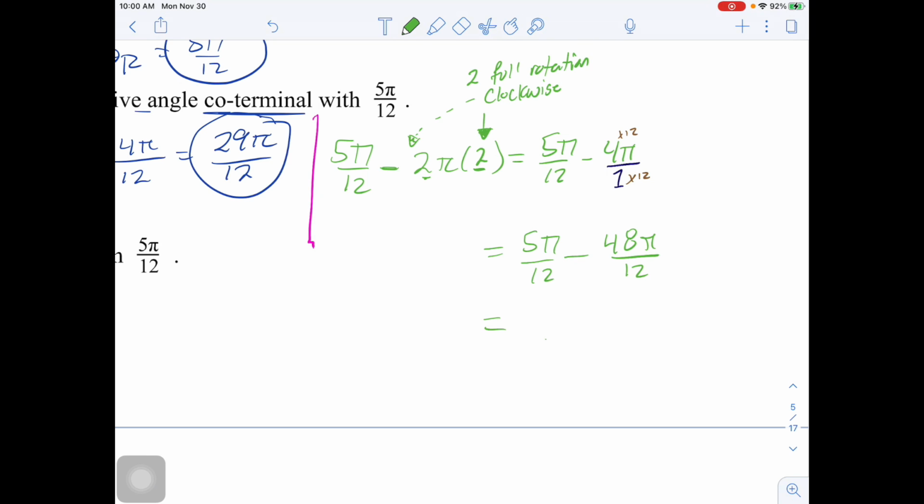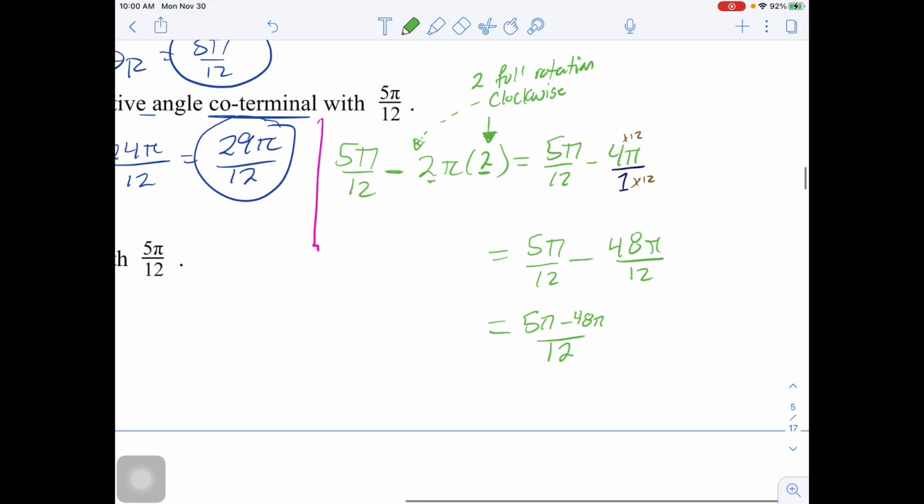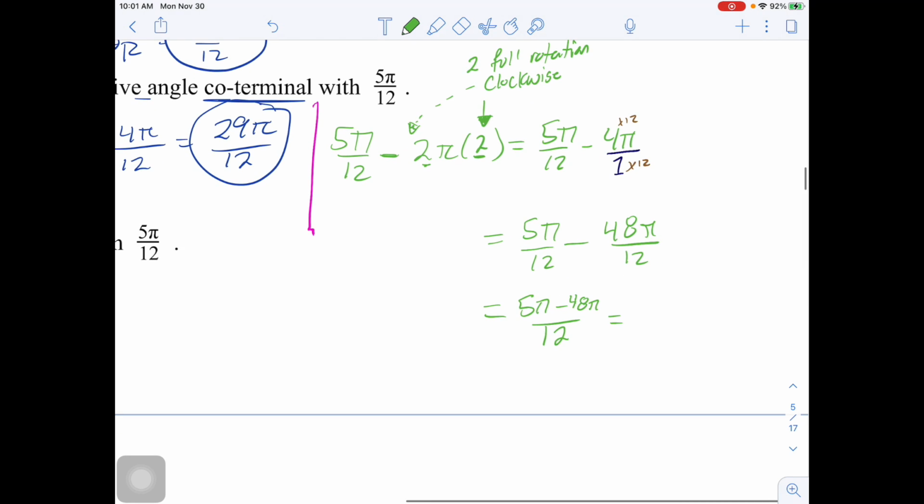And now we have common denominators, so this will be 12 on the bottom, 5 pi minus 48 pi. They both have pi's involved, so they are like terms, therefore we are able to subtract. 5 pi minus 48 pi, well, 5 minus 48 gives me negative 43 pi over 12.